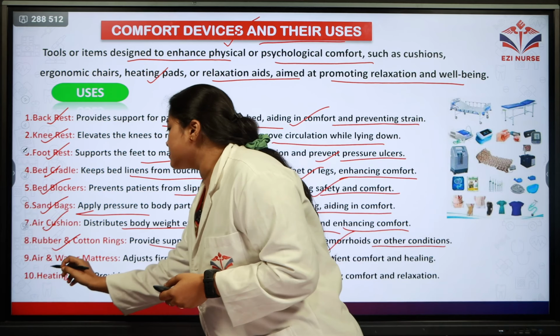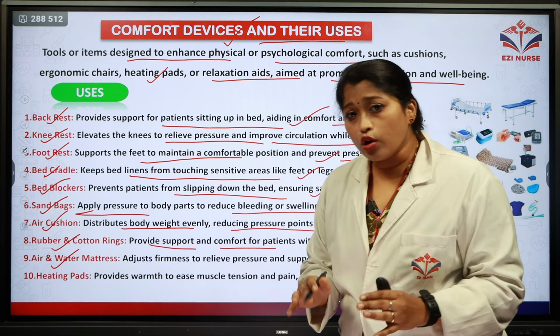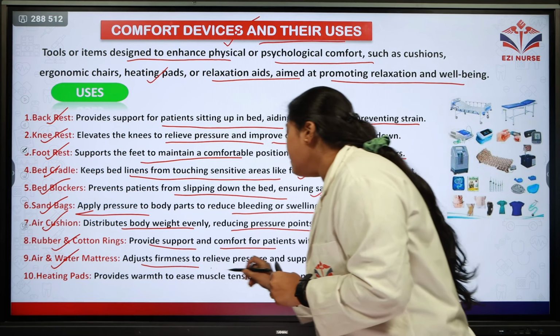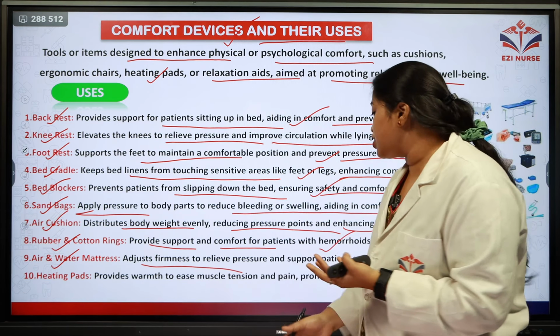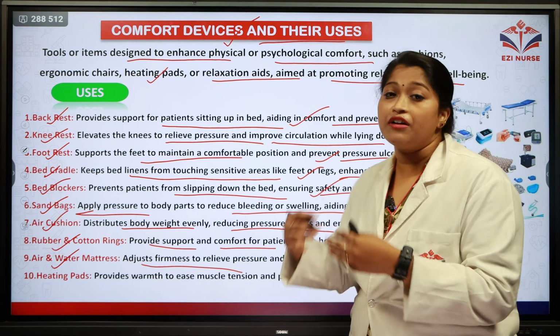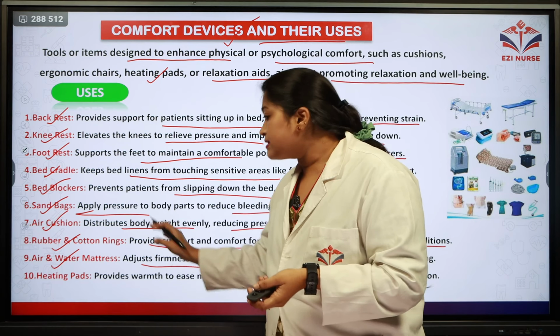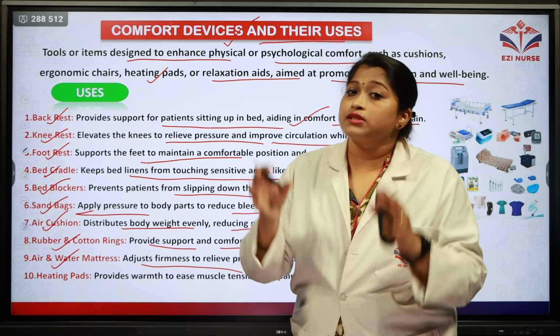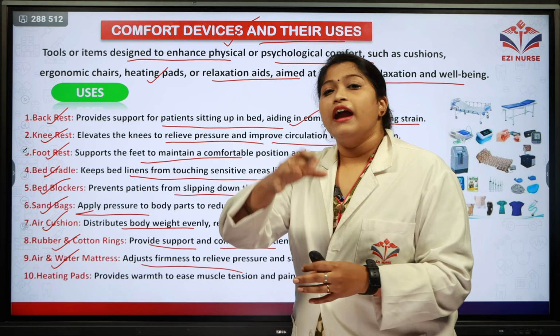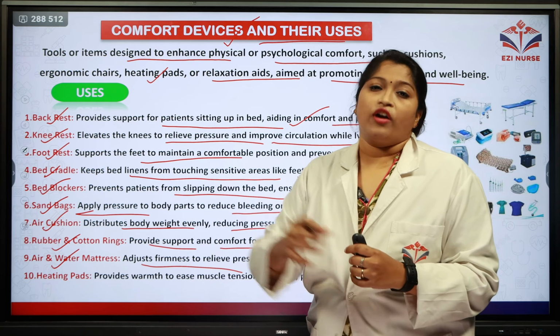The next device is the air and water mattress. Here also we are adjusting the firmness in order to relieve the pressure and support the patient's comfort and healing in cases where they have to lie down or sit down for a longer period of time. It is evenly distributing the body weight.